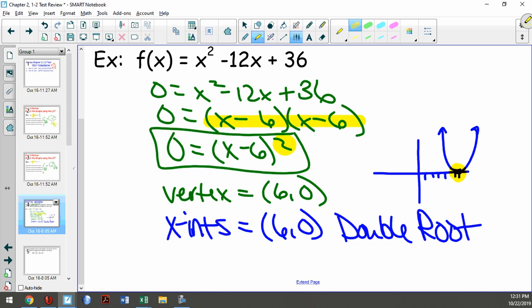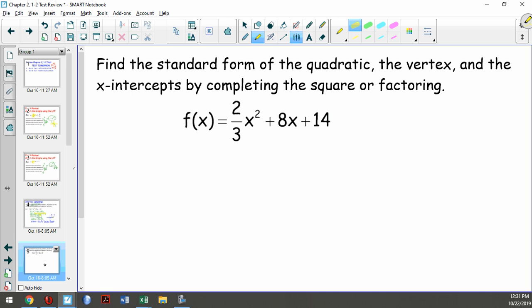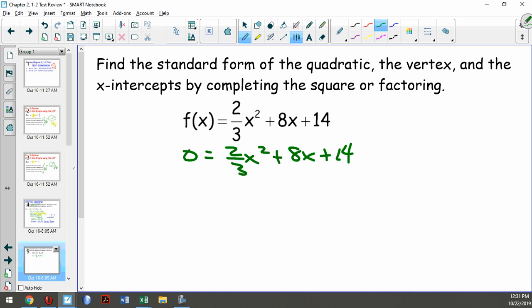Why is this problem easy? Because I could factor and I didn't have to complete the square. However, if I go to this problem right here, can I factor this? Wow, that got ugly fast, didn't it? Okay, so how do I complete the square on this? Make f of x 0. Subtract 14. Now what?